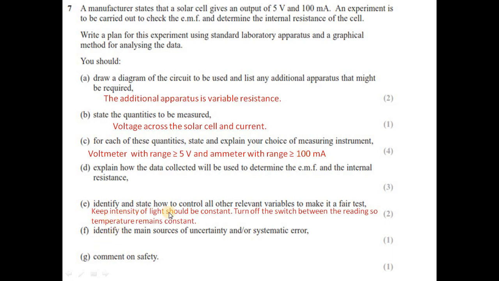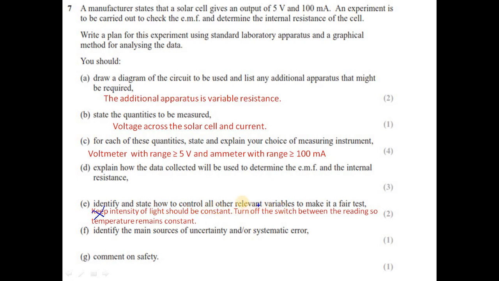Keep the intensity of the light constant, and turn off the switch between the readings. Sorry about my English. I guess I missed part E: identify and state how to control the other relevant variable.